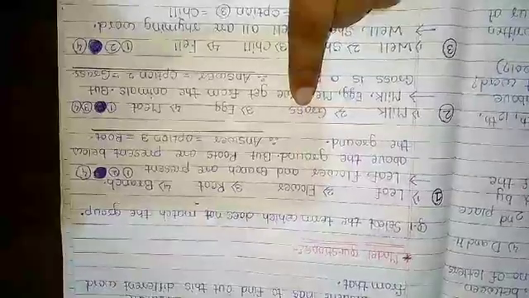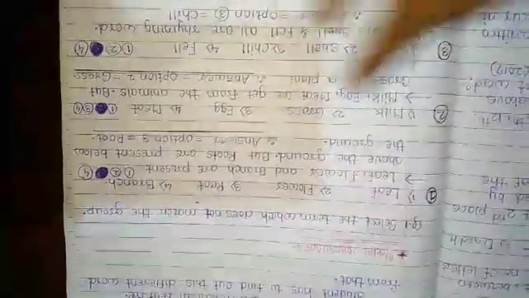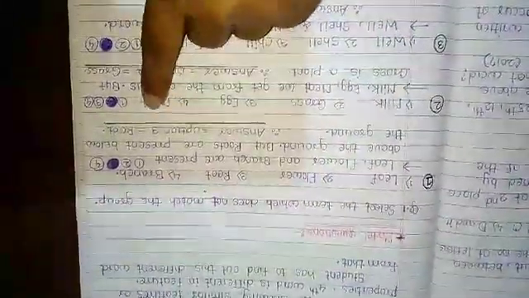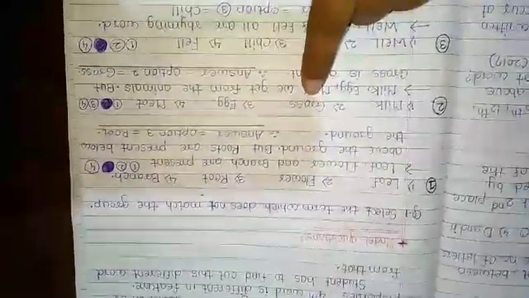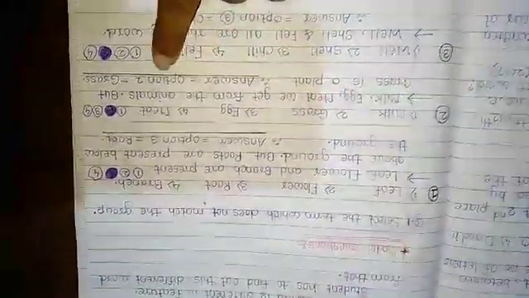So what is the difference? The different word is grass because the others are got from animals. The different one is grass. So the answer is option number 2, grass. Look at the third.